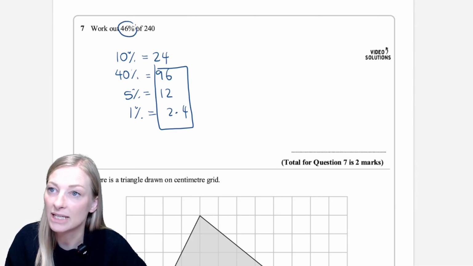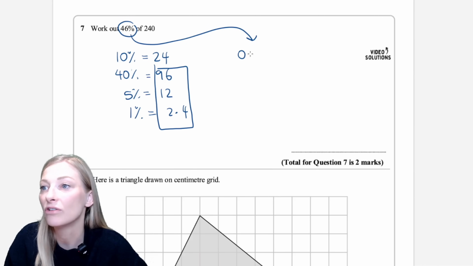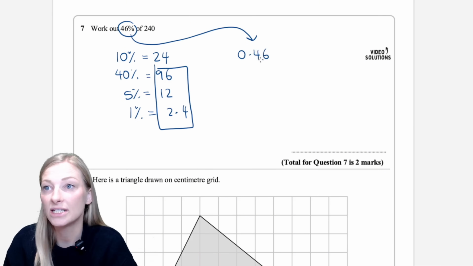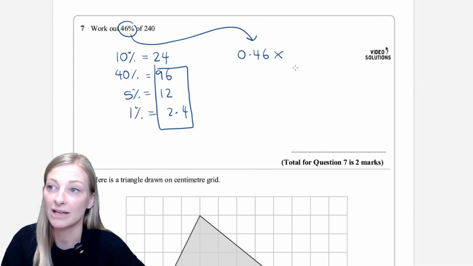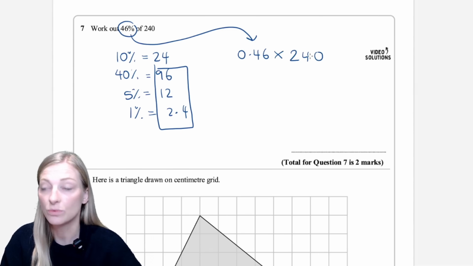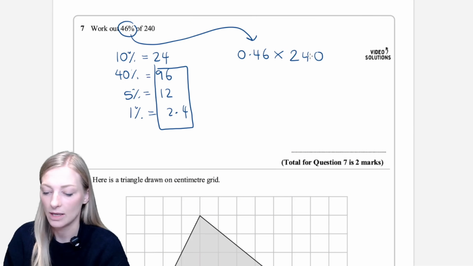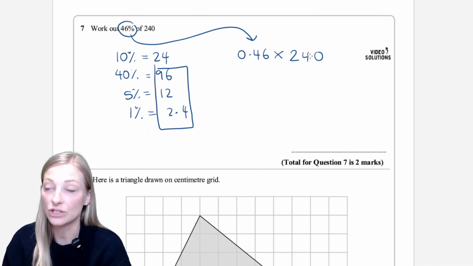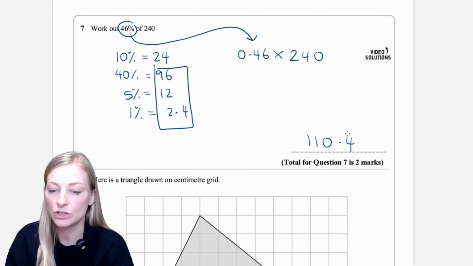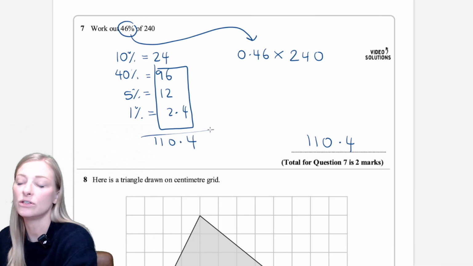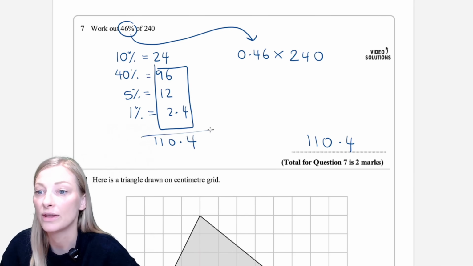So 46% is, as a decimal, 0.46. To get from percentage to decimal, you divide by 100. If you want 46% of a number, you can just do 0.46 of, which in maths is multiplication, 240. So we can just take 0.46 and multiply it by 240, and that gets you 46% of 240, and that is 110.4. Let's just check the other way. 96, add 12, add 2.4, and that also gets me 110.4. Nothing wrong with either of those methods. You do it whichever way you feel most comfortable with.